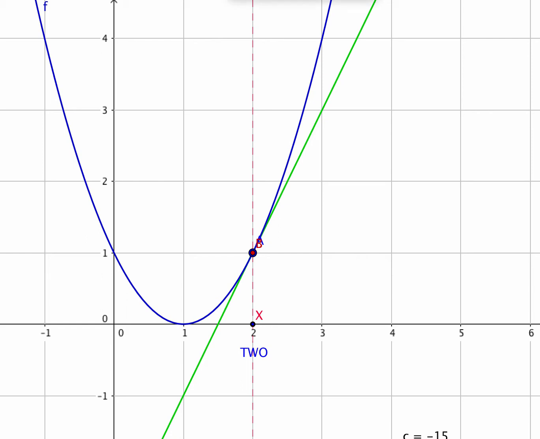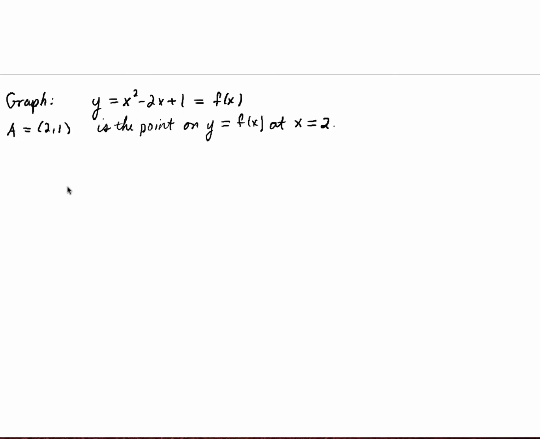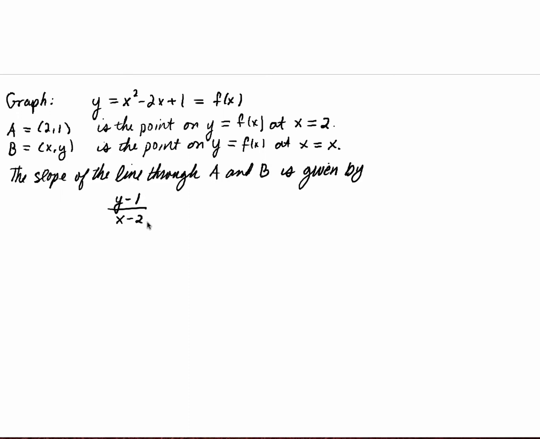First, let's make sure that we have all the formulas in place that we need. Remember that the graph is given by y equal to x squared minus 2x plus 1. This is the function of x that we're going to be analyzing. A was our point on the graph at x equal to 2. B is our point on the graph that we move around by varying the x coordinate in the vicinity of x equal to 2. The slope of the line through those 2 points is given by the formula below. Let's describe this formula in terms of the function of x that gives us our graph.